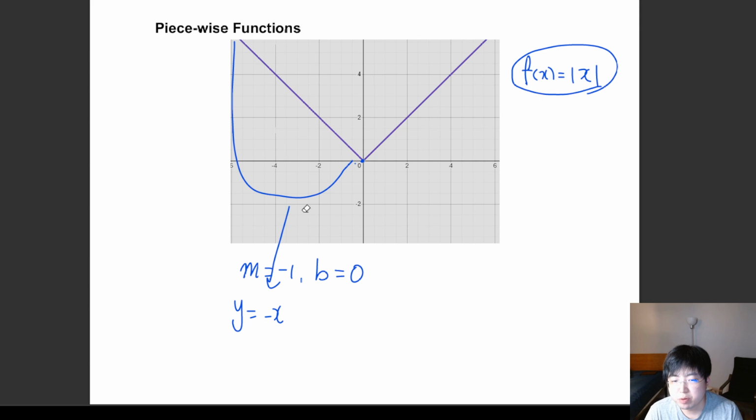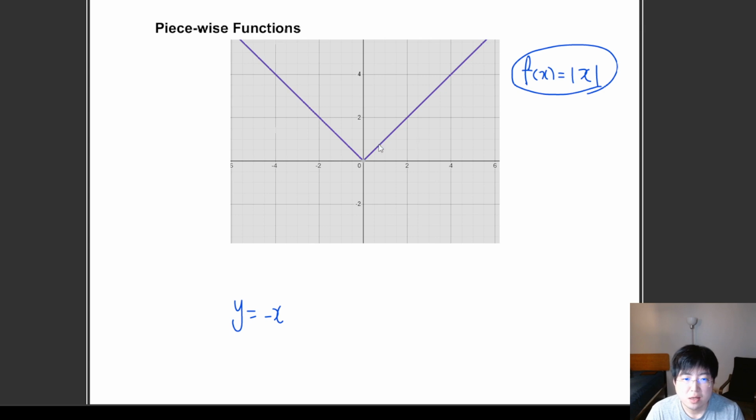Then how about the right portion of the graph? So for the right portion, first we can find the slope. When x increases by 1, y increases by 1. So the slope is how much did y increase over how much did x increase, right? So it's going to be 1 over 1. So the slope is 1 for the right portion.